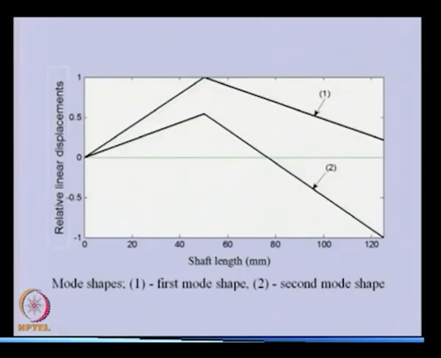This is the relative displacement for the first mode and second mode. So, this is the first, this is the free end. So, this is the displacement of the 2 discs, first disc, second disc. Similarly, for these 2 discs, you can see in the first mode, both the discs have synchronous motion, but in this one they have anti-synchronous motion, because this is on the negative side.